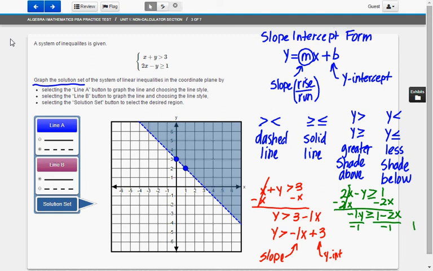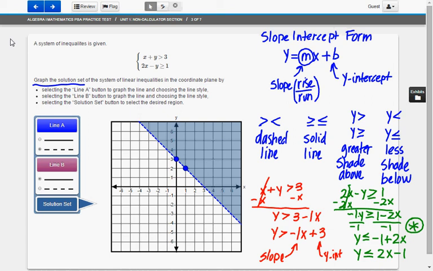But remember that when you multiply or divide by a negative number, when you're working with an inequality, you have to flip the direction of the inequality sign. So this becomes y is less than or equal to, 1 divided by negative 1 is negative 1, and negative 2x divided by negative 1 becomes plus 2x. So in slope-intercept form, I have y is less than or equal to 2x minus 1.